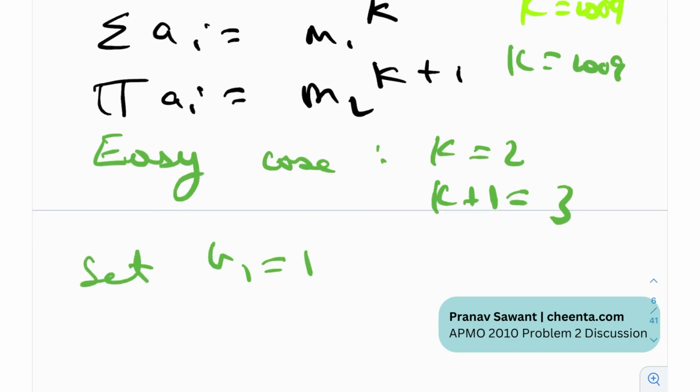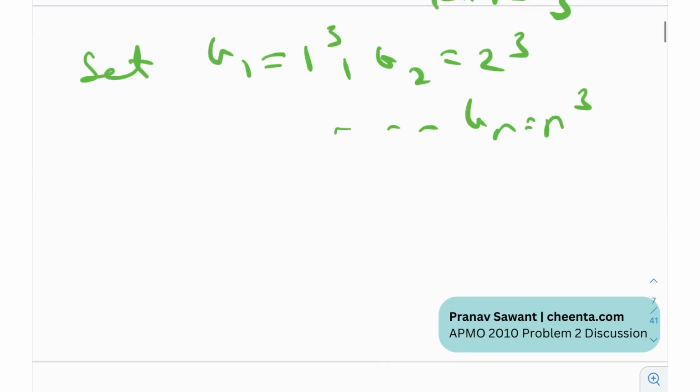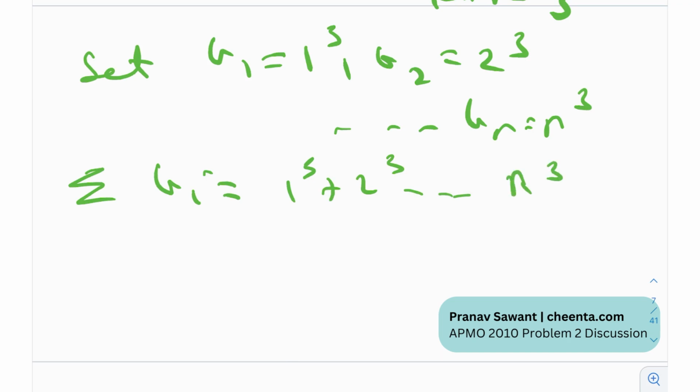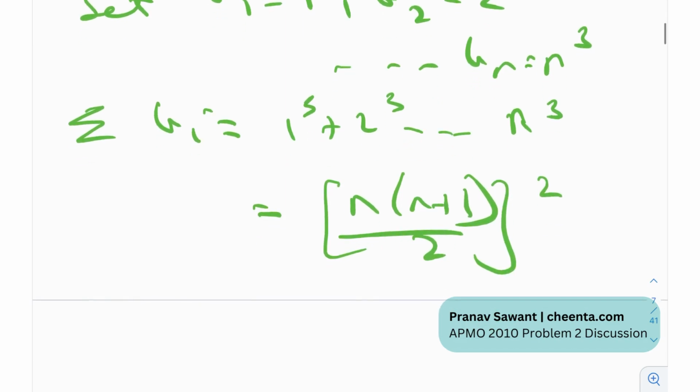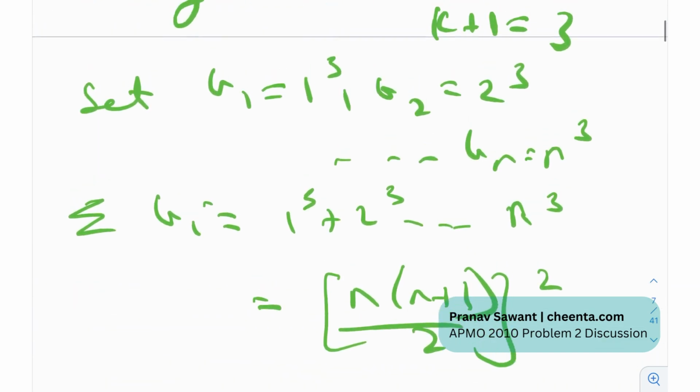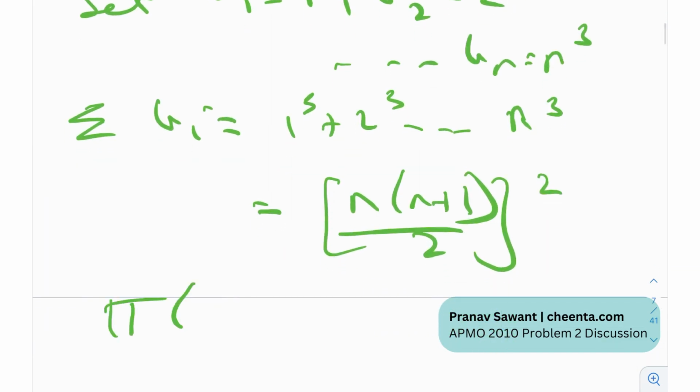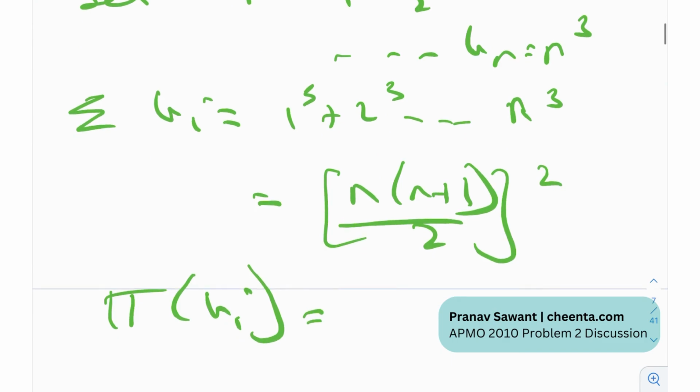We're going to be setting certain numbers. Let's set b1 is equal to 1 cube, b2 is equal to 2 cube, and all the way up till bn is equal to n cube. When I do that, and if I calculate the sigma bi, I'll get 1 cube plus 2 cube all the way up till n cube, and there exists a very good closed form for this. It is n times n plus 1 by 2, whole squared. So it's a perfect square, and that's great because that's what we need, right? K is 2. And if I actually calculate pi of bi, pi bi would be nothing but 1 cube times 2 cube all the way up till n cube.